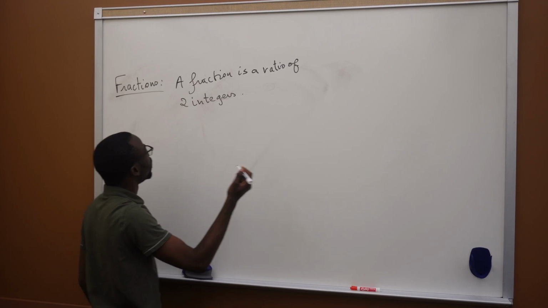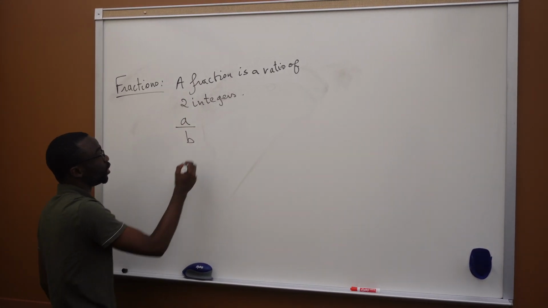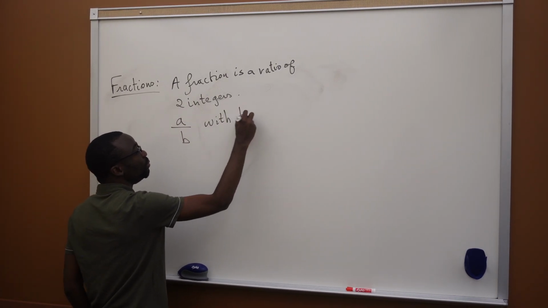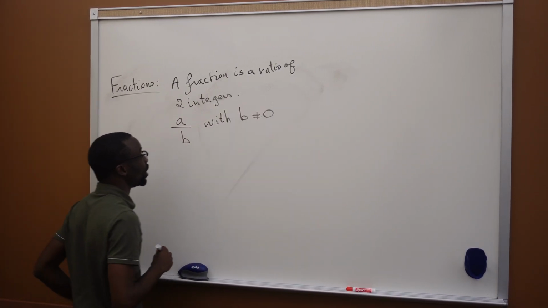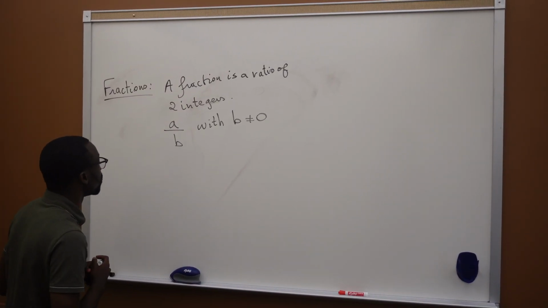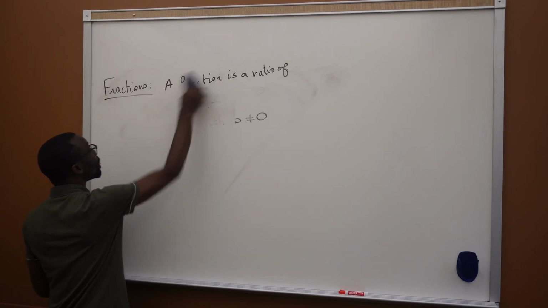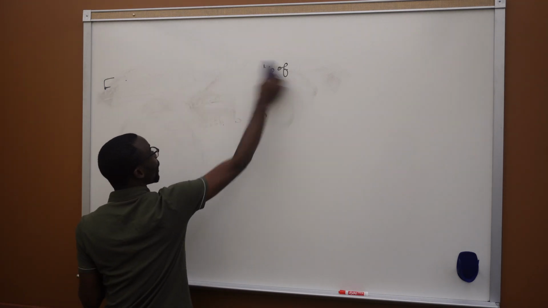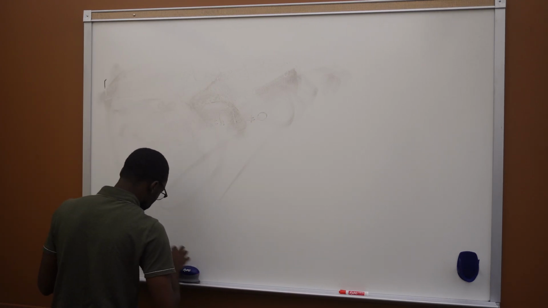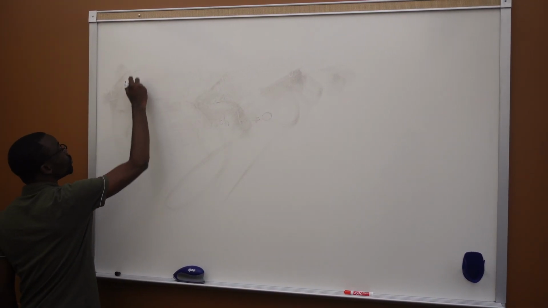Let's say these two integers are a and b, so we can note a fraction a over b. Something very important with fractions is that b has to be different than 0. Now, let's do some operations on fractions. First of all, we will start with addition and subtraction. How to add and subtract fractions.